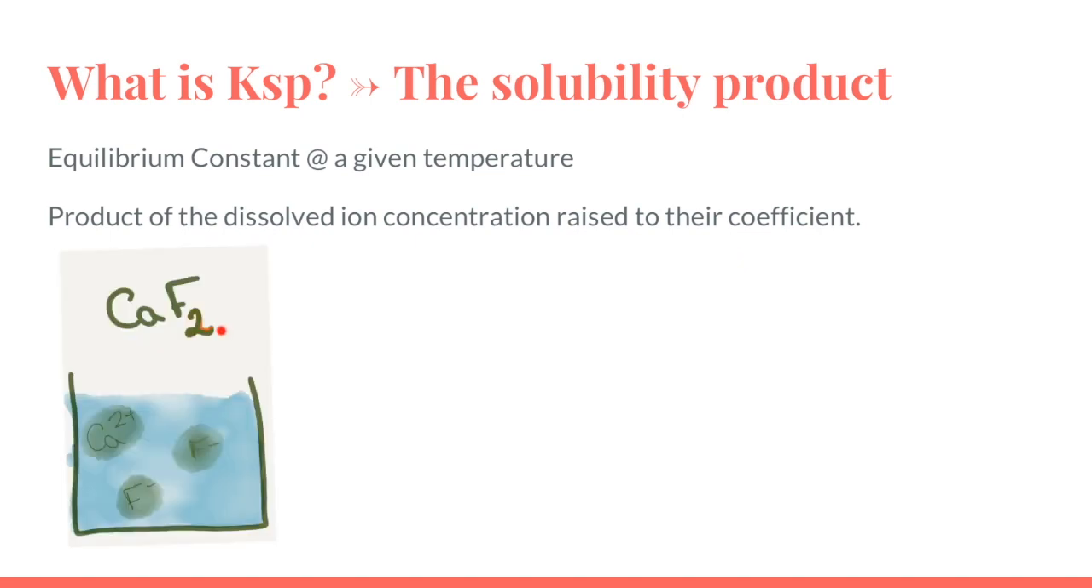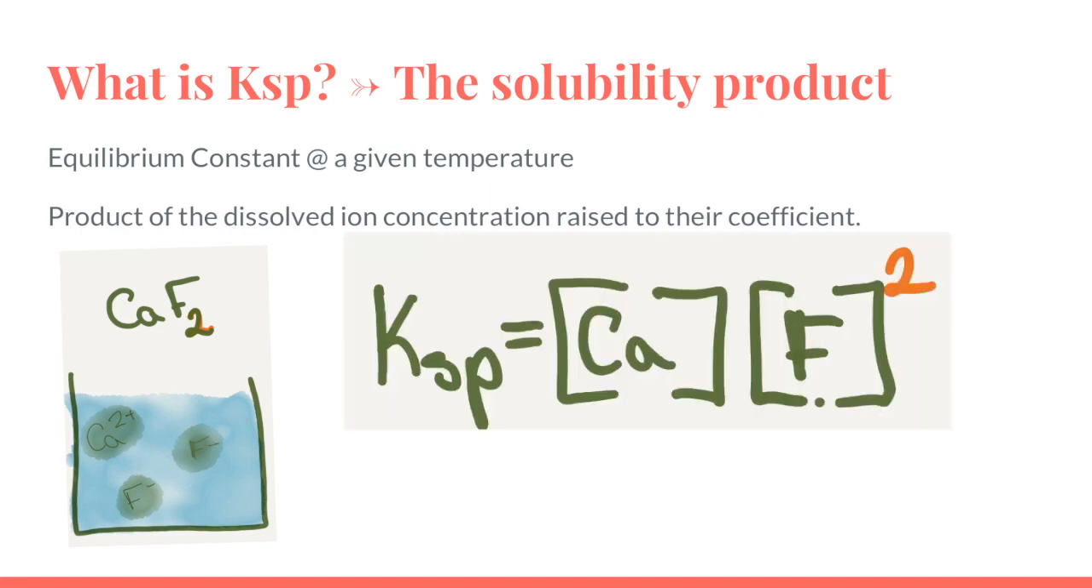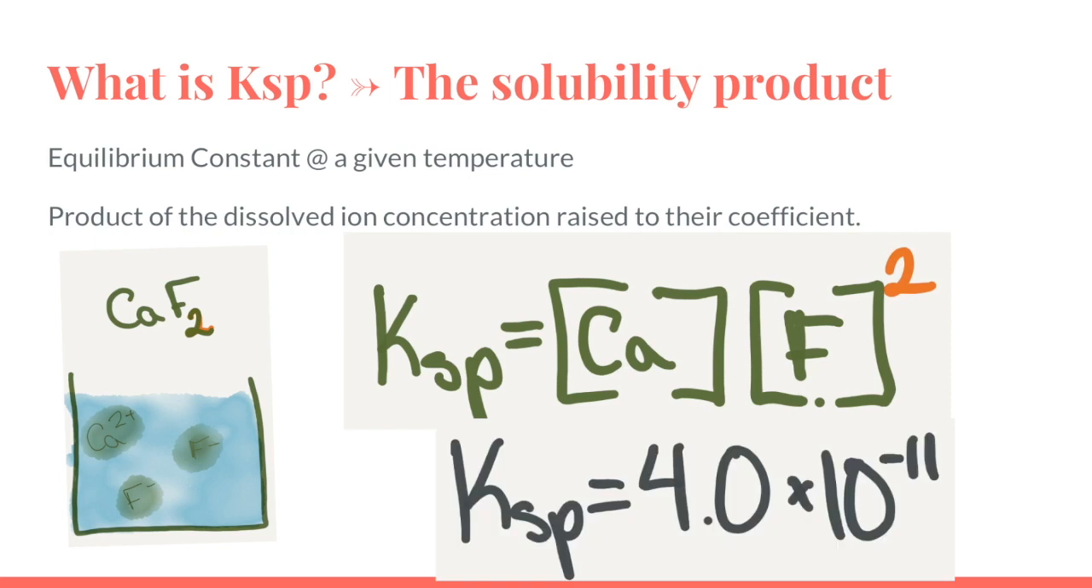Let's start with calcium fluoride. When I take calcium fluoride and I dissolve it, I'm going to get 1 calcium ion for every 2 fluoride ions that dissolve. So the Ksp expression of calcium fluoride takes the concentration in molarity of calcium and multiplies it by the concentration of the fluorine in molarity squared. And that gives us the equilibrium constant for this compound at a given temperature. And in this case, the value is 4.0 times 10 to the negative 11th.